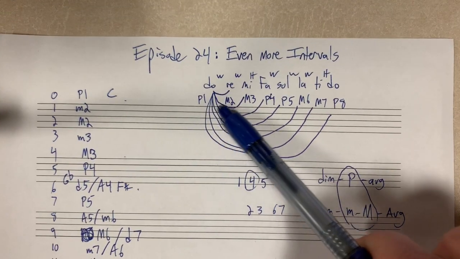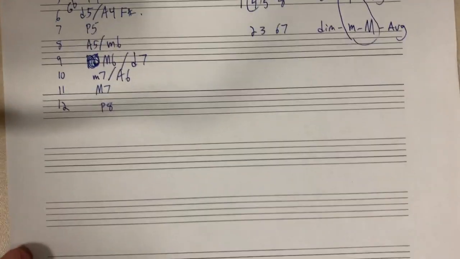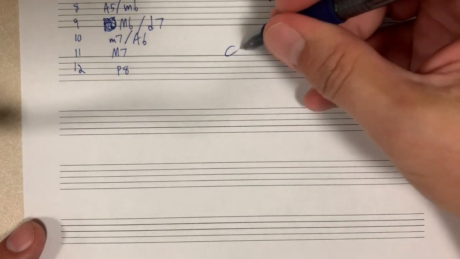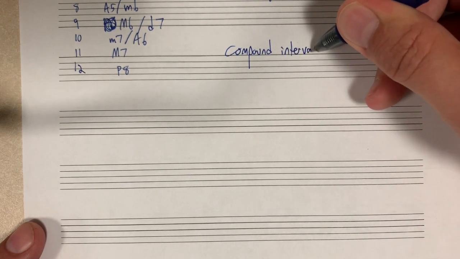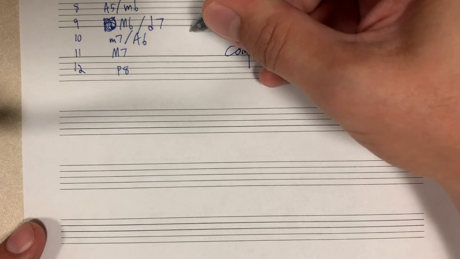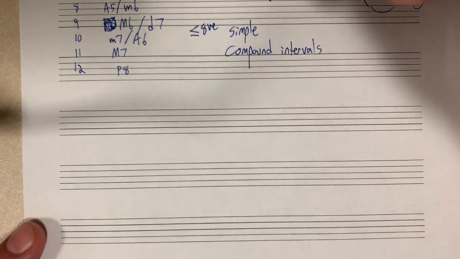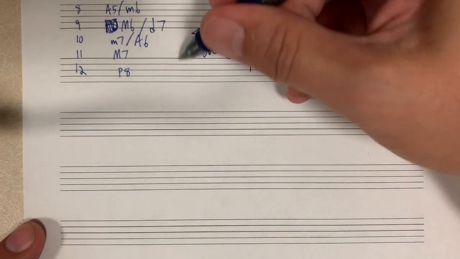These are intervals bigger than an octave. I'm sure you wondered, anytime I did this, you're like, well, what if you have an interval bigger than an octave? And that happens. And we call them compound intervals. And guess what? We call intervals that are an octave or less simple intervals, and greater than an octave, compound intervals.